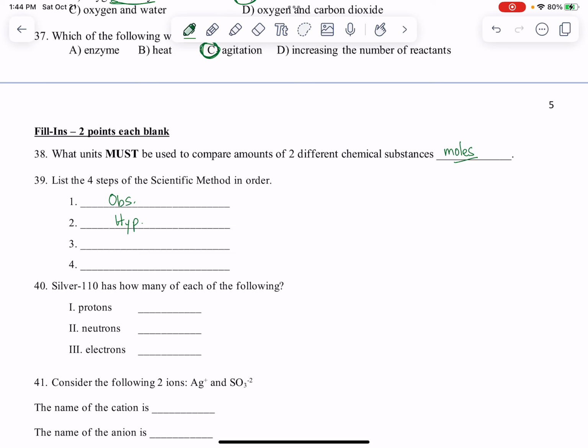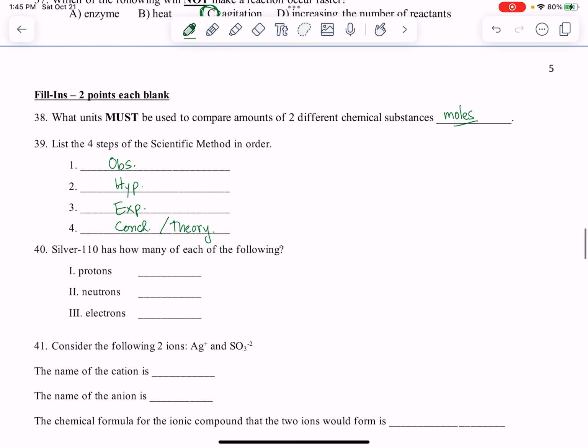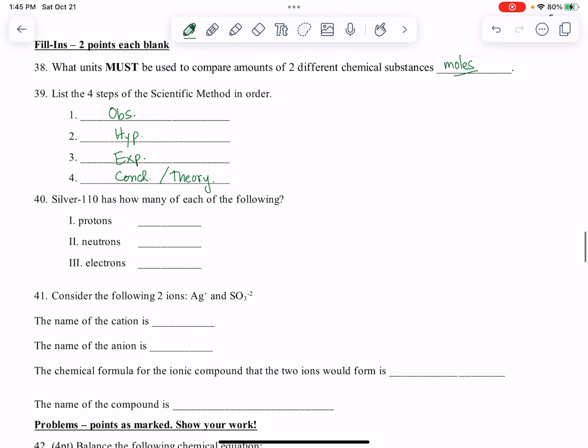Well, this is all recall. And then you provide a hypothesis. You do an experiment. Of course, you needed to write these out. And then once you do the experiment, you come up with either your conclusion or you make a theory, and then this begins the process over depending on what that conclusion was.